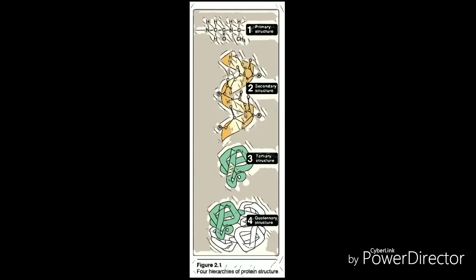These interactions that contribute to tertiary structure include hydrogen bonding, ionic bonding, dipole-dipole interactions, and London dispersion forces. Some proteins are made up of multiple polypeptide chains, also known as subunits. When these subunits come together, they give the protein its quaternary structure.